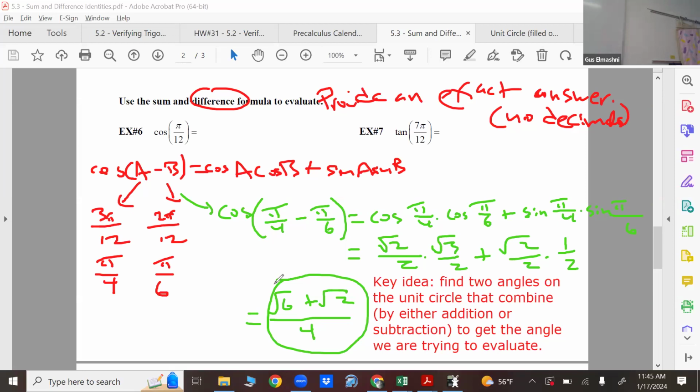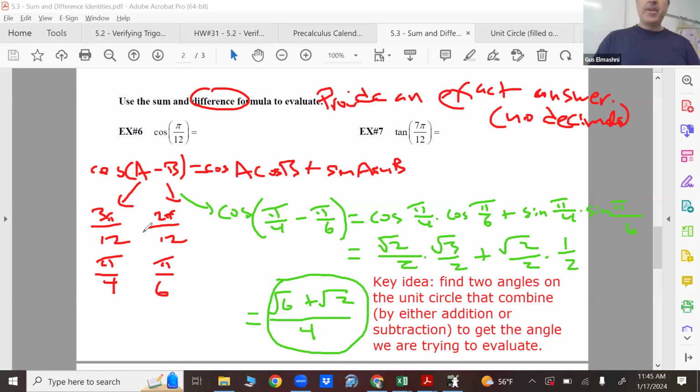I plugged them in for A and B, pi over 4 and pi over 6. When I did cosine of pi over 4, I got root 2 over 2. When I did cosine of pi over 6, I got root 3 over 2. And then, of course, through the sine of them, I got root 2 over 2 and 1/2. Combining, I get root 6 over 4 and root 2 over 4. Keep combining, you get root 6 plus root 2, all over 4.